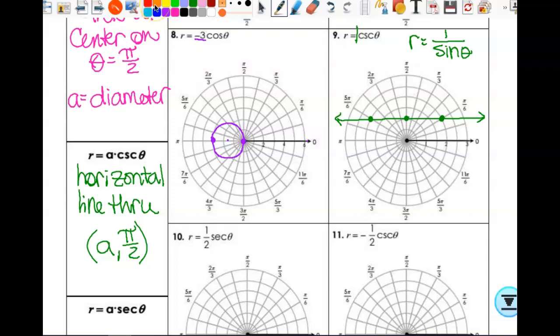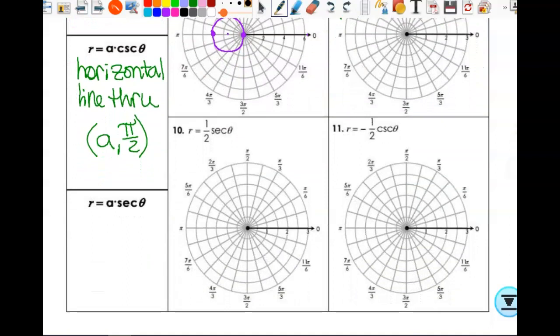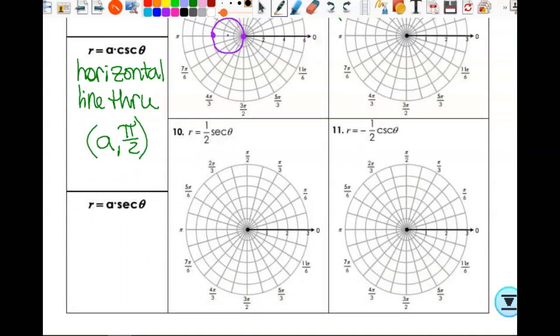All right. So then let's try number 10. What's the reciprocal of secant? Oh, goodness, cosine. So r equals 1/2 times 1 over cosine theta. All right, so what's the cosine of 0? 1 times 1/2 is 1/2. What's the cosine of pi sixths? Square root 3 over 2. That's yucky. Let's skip it. What's the cosine of pi thirds?